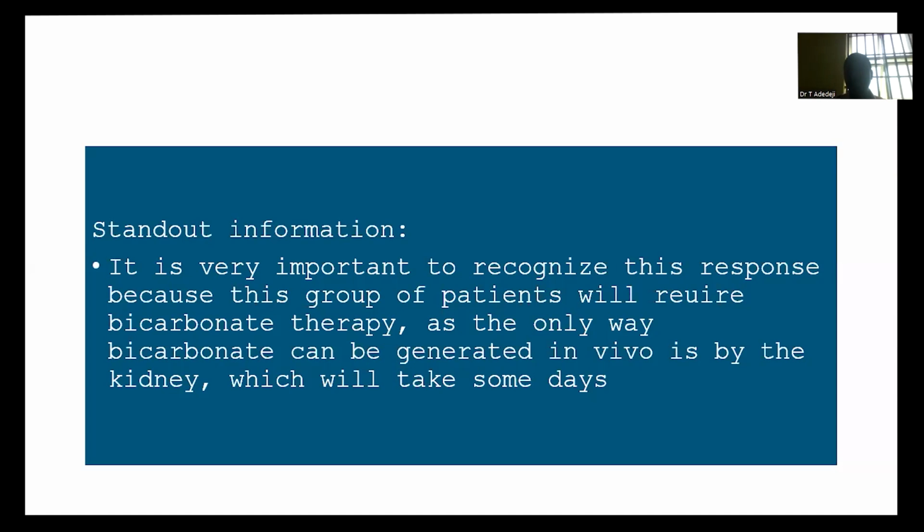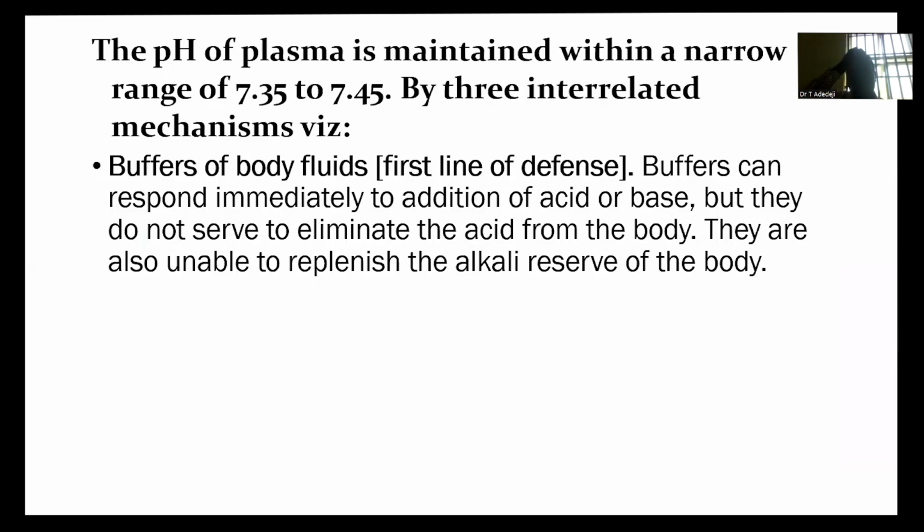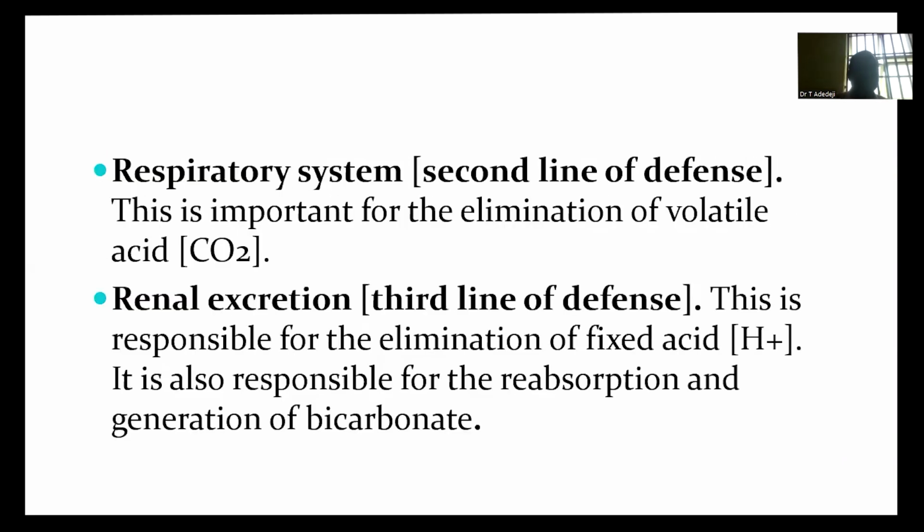Because the only way the bicarbonate can be generated in vivo is by the kidney, and that will take some days. Why? Because the plasma pH is normally maintained within a narrow range of 7.35 to 7.45 by three interrelated mechanisms. Often the first point of call, or first line of defense, is the buffer system, and they only take minutes to act. After that is the respiratory system, which is the second line of defense in acid-base imbalance, which also takes hours, while the renal system, of course, the clearance of bicarbonate in metabolic acidosis, will take days to act. And so this group of patients in the second case, we need bicarbonate treatment.